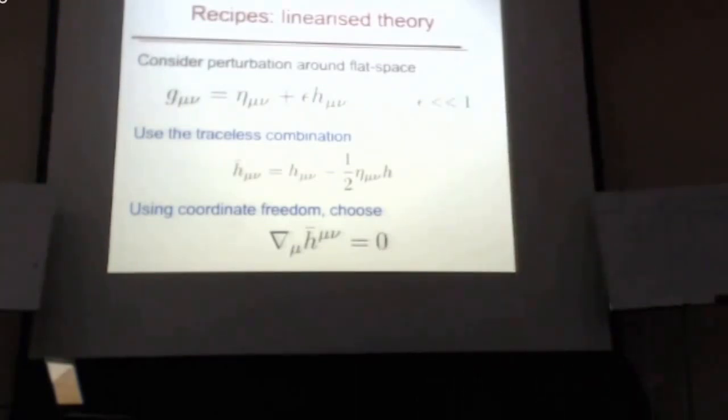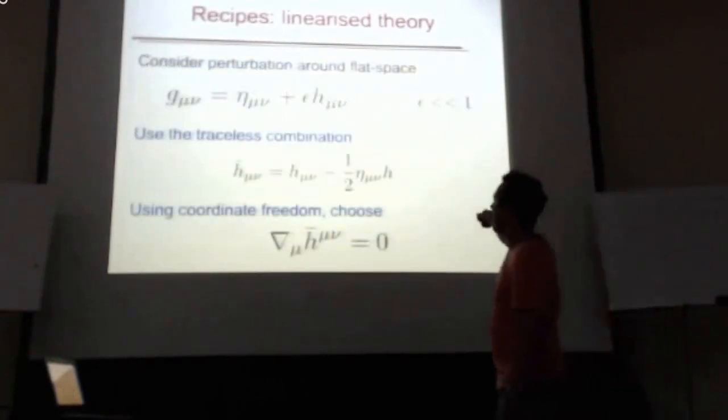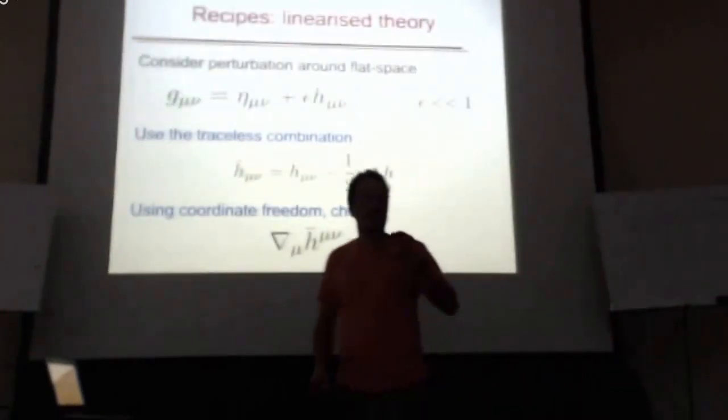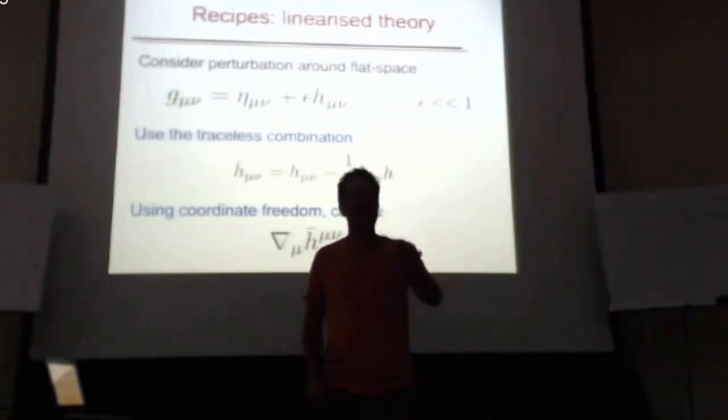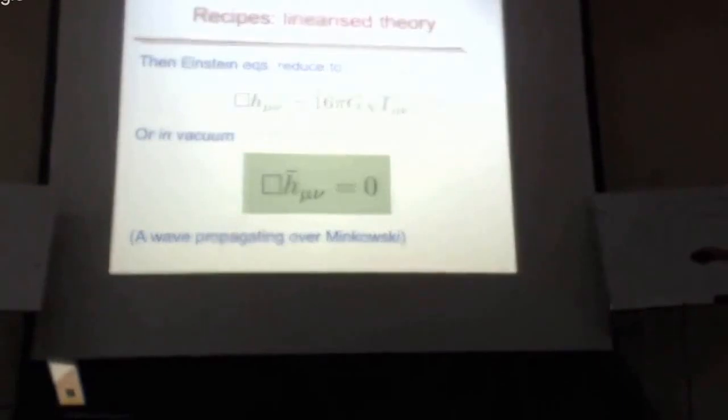By constructing some new variables instead of h, this h bar has this combination, and its divergence is 0, something like the Einstein tensor. What you can prove is that to linear order in epsilon, so you just take terms with epsilon to the power 1, the Einstein equations have the following form.